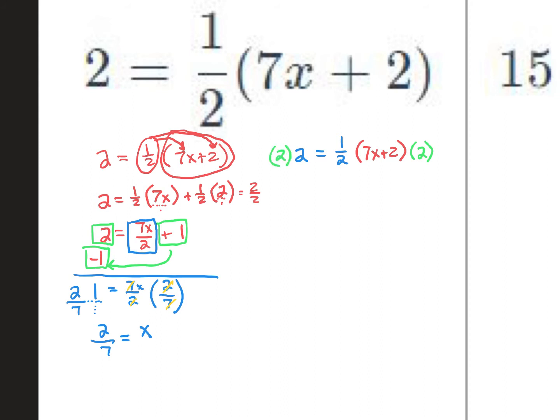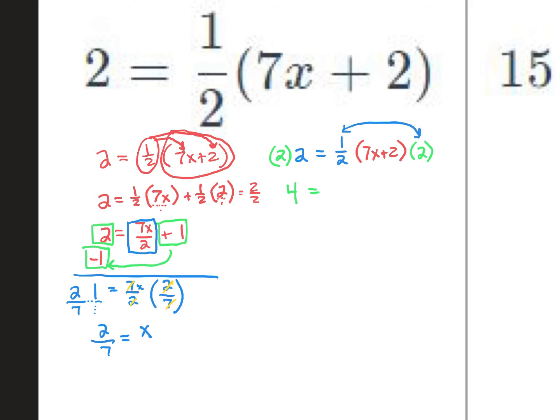And the reason why that's so cool is on the left side over here, 2 times 2 is just 4. But on the right side, we have 3 different things we're multiplying by. The blue 1/2 is one of the things. The red 7x plus 2 is one thing we're multiplying by. And the green 2. But we can multiply those in any order. So instead of going left to right, we can multiply the 1/2 times the 2 first.